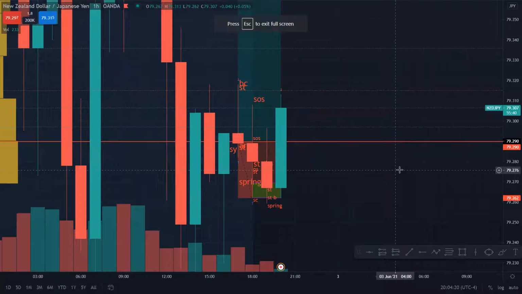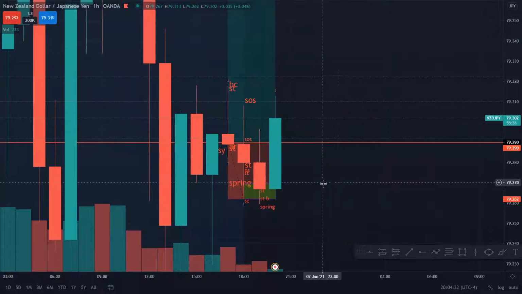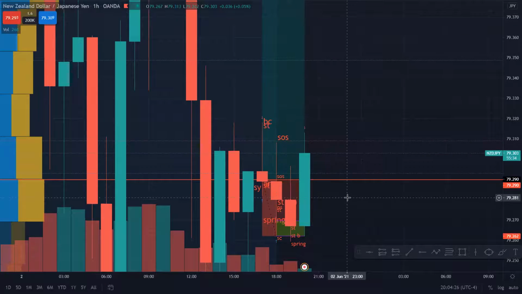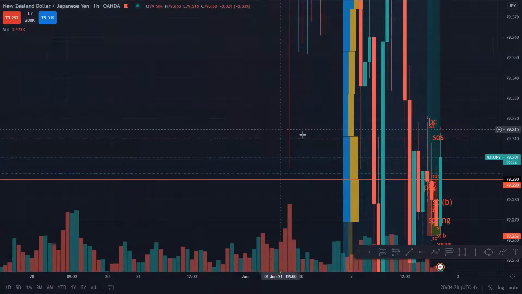Wow, this thing really moved up here, significantly higher. That's insane on the 1 hour too. Basically, we had a structure.